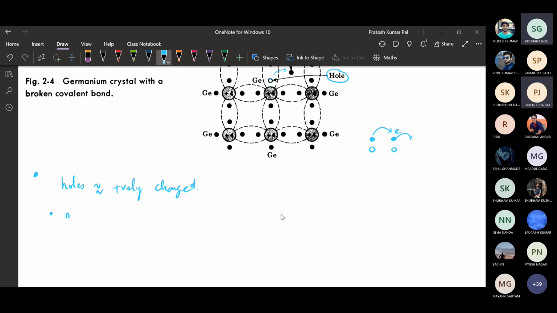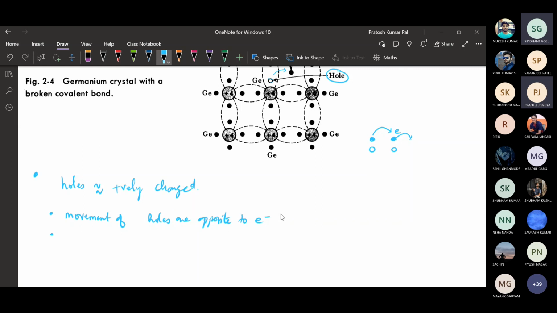So here we can say the movement of holes is opposite to the electron. Okay, so holes are considered equivalent to positively charged carriers, and also their movement is opposite to the electrons.